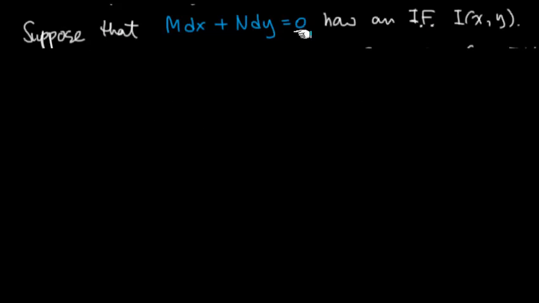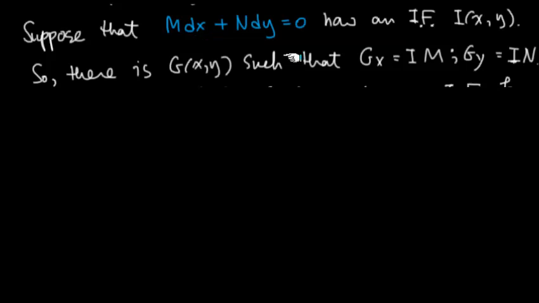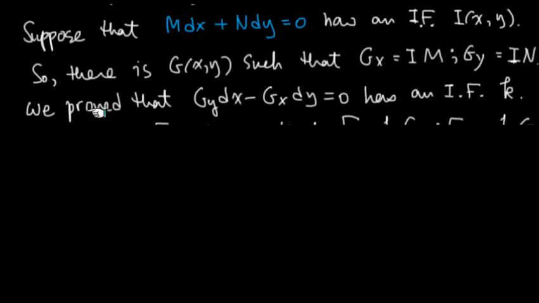We have this differential form, and it has an integrating factor I(x,y). This means that if you multiply I into both components, they become the partial derivatives with respect to x and y of the same function g(x,y). And this is a key thing. We're not looking at g_x dx and g_y dy. We look at actually a twisted one, g_y dx minus g_x dy equal to 0. And because of the existence and uniqueness theorem, we know this one has an integrating factor.